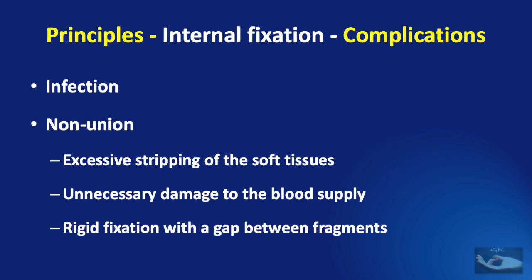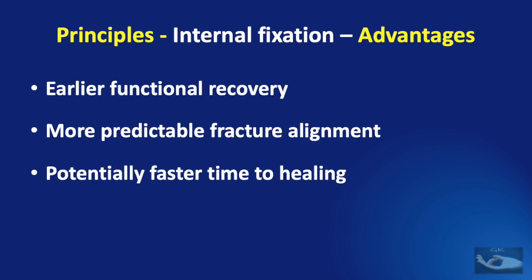Apart from joint stiffness, the complications that can occur from internal fixation are infection and non-union, which could occur due to excessive stripping of the soft tissues, unnecessary damage to the blood supply, and the application of a rigid fixation with a gap between the fragments. The advantages of internal fixation are earlier functional recovery, more predictable fracture alignment, and potentially faster time to healing.